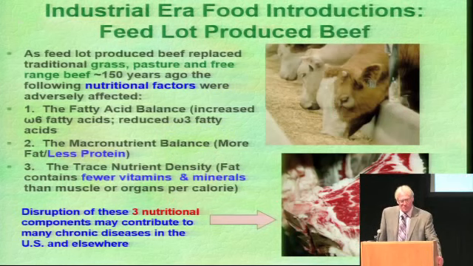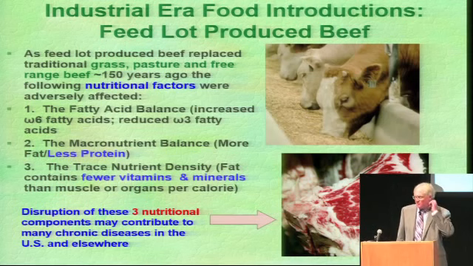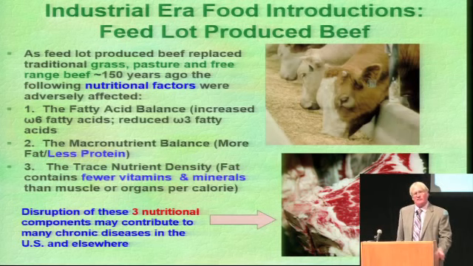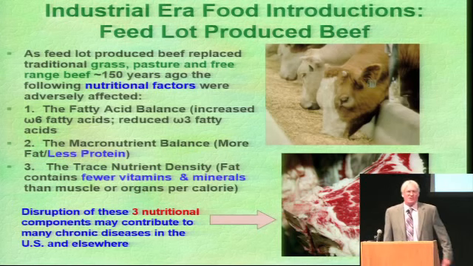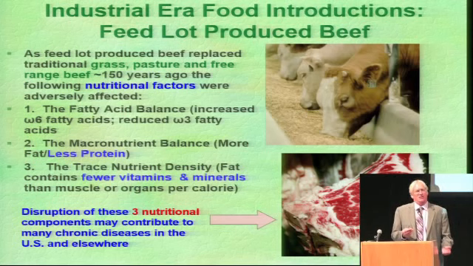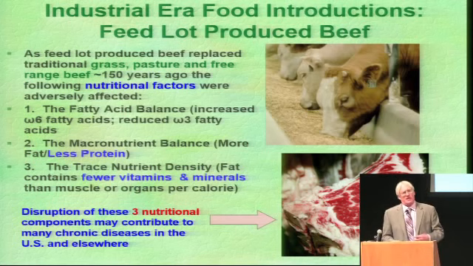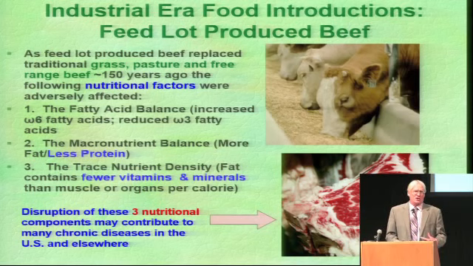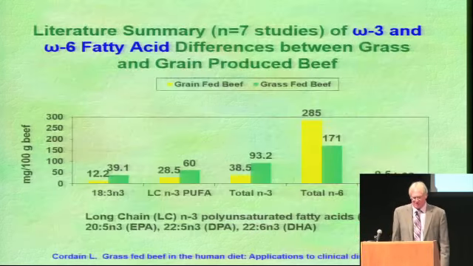So it wasn't until about 150 years ago that we started to feed cows grains, and it fundamentally altered a couple of factors. It changed the fatty acid balance, it reduced the omega-3 content, it reduced the macronutrient balance. Now we're producing a meat that contains a lot less protein, and because there are fewer vitamins and minerals in fat than there are in protein, we reduce the nutrient content as well with that process.